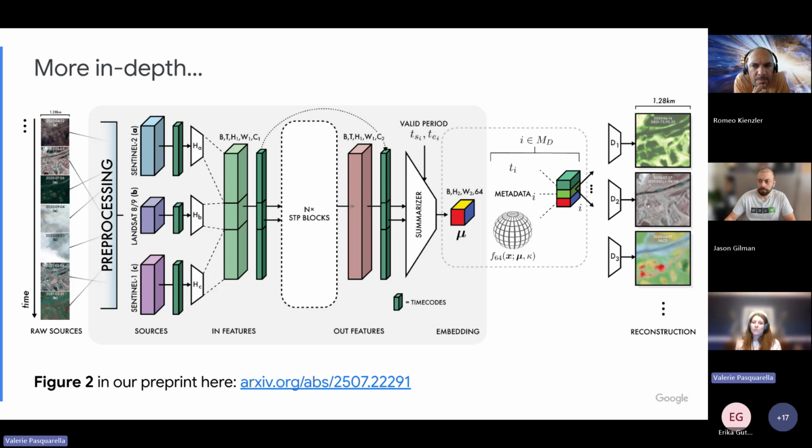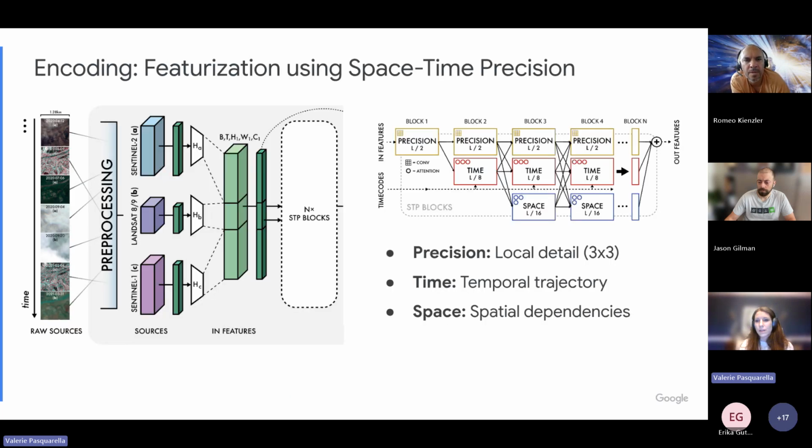And so this is where we really learn the relationships between those input time series and all of these other sensors, and our latent becomes this mutual information between all of our sources. Just showing a little bit more detail here, I've got those STP blocks. I already mentioned some of this, but the precision pathway is giving us our local detail, time is giving us the temporal information, and we've got those spatial dependencies.